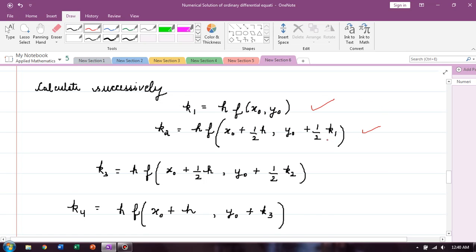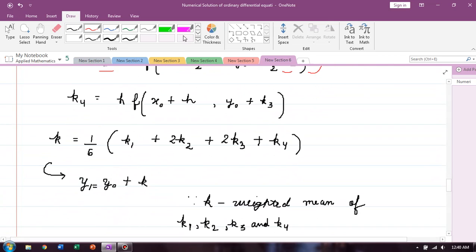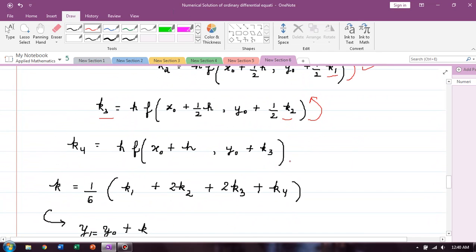Then this is k2. The value of k1 is involved here. This is the reason that you have to find k1 first. Similarly, when we are finding k3, the value of k2 is required here. So we have to find k2 before finding the value of k3. And finally, when you are finding the value of k4, then you have to find the value of k3 before that, right? So all these values are being used. Finally, at last, we compute the value of k. What is k? k is the weighted mean of k1, k2, k3 and k4.